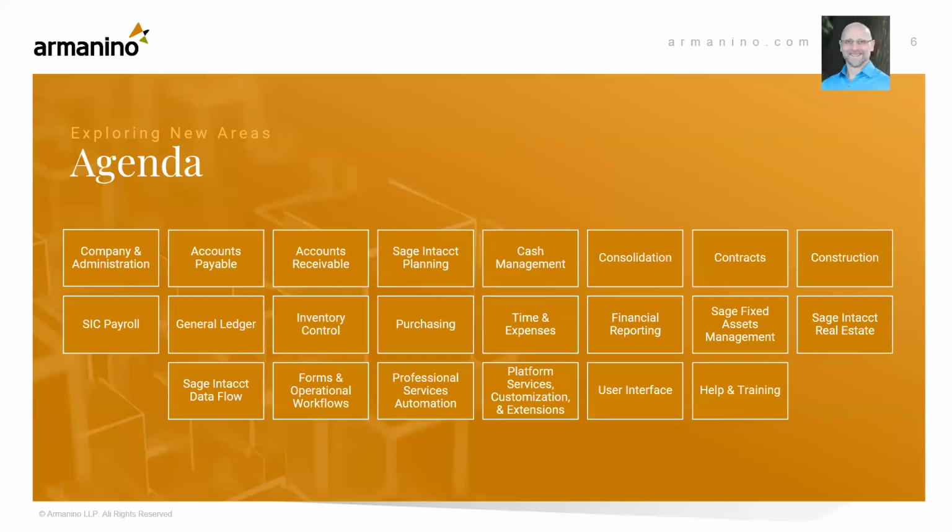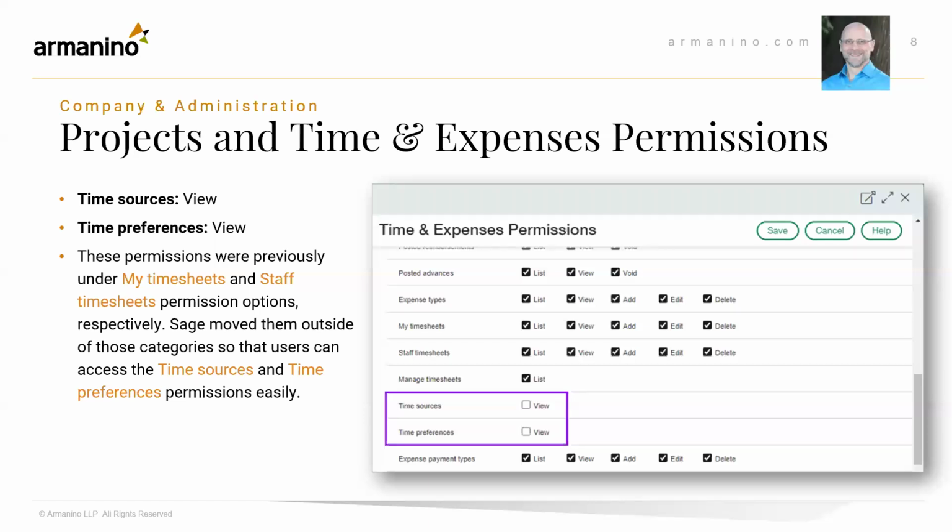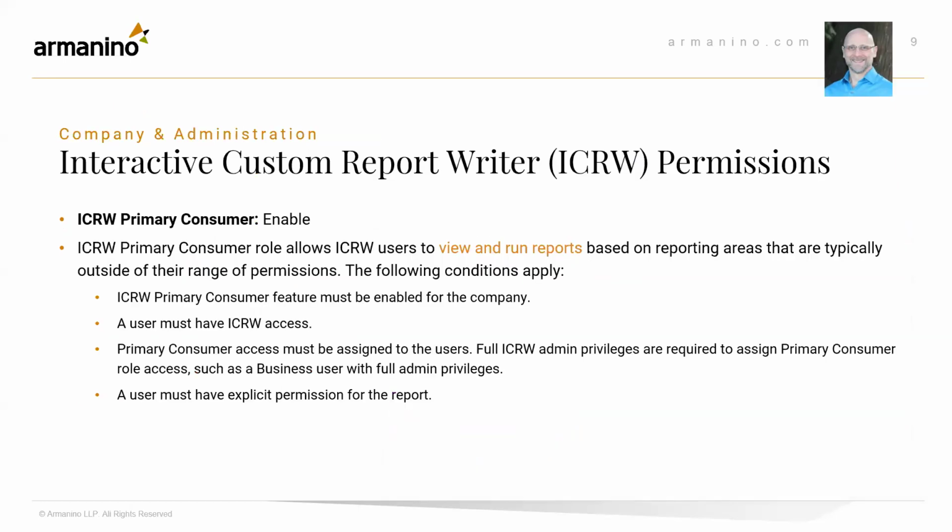So let's get started. First, in the company administration area, we've got some new permissions that we want to talk about here. Specifically, in this case, it's the projects and time and expenses permissions. Basically, the time sources and the time preferences permissions were already present in the My Timesheets and staff timesheets area. What they did here is broke them out so that they can be more easily managed in terms of role assignment, things like that.